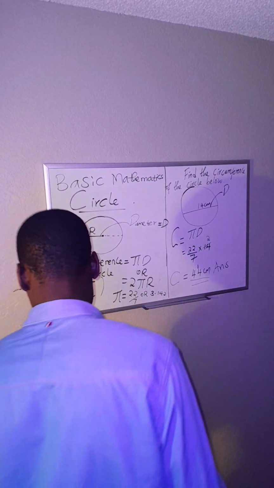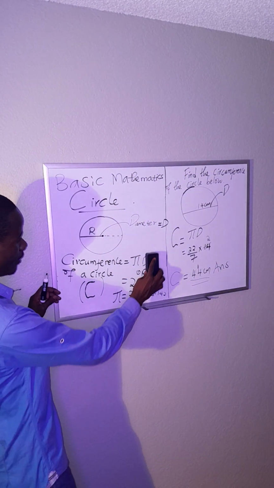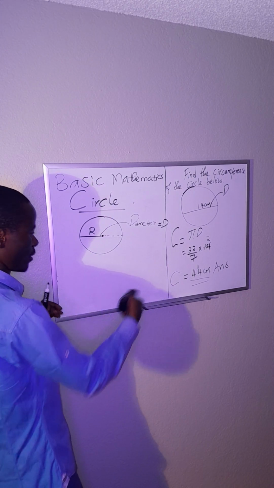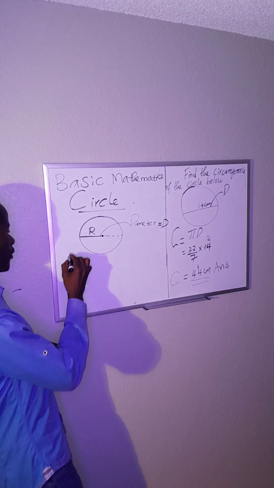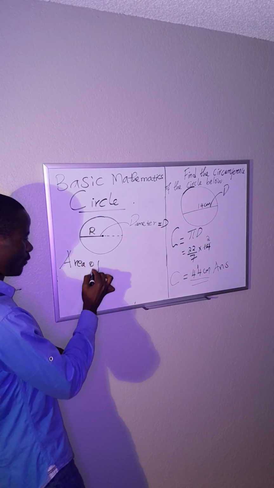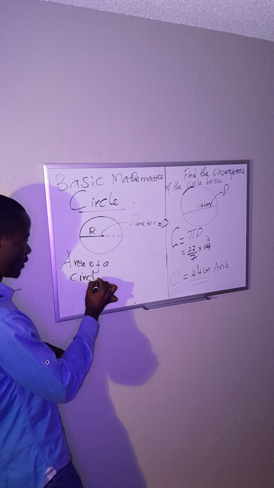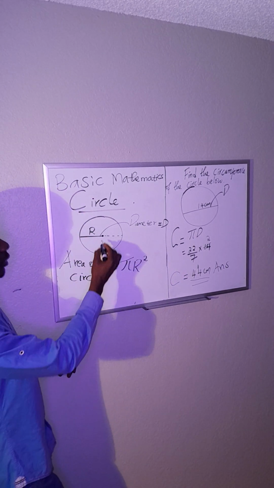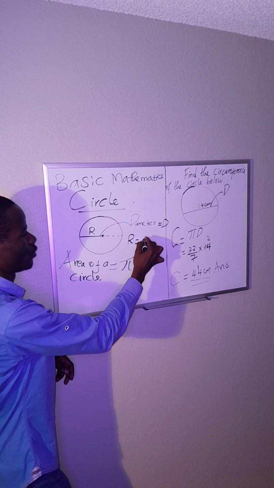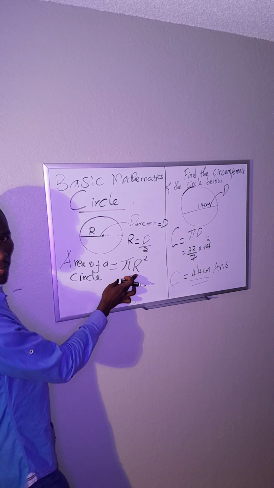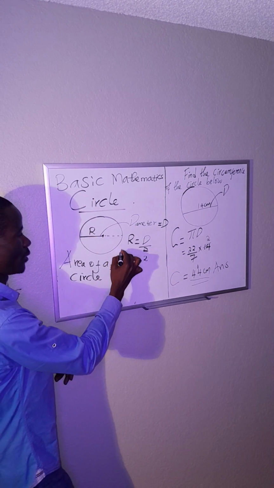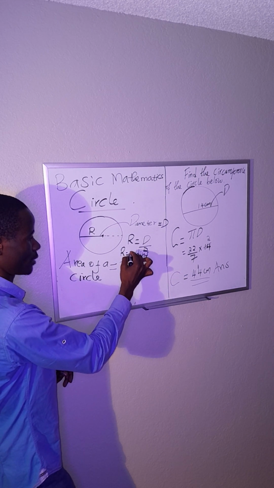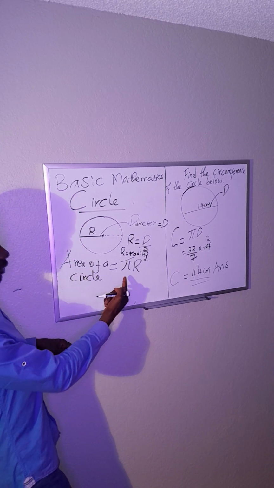Now, I want us to look at how to find the area of a circle. Area of a circle is given by pi r squared. We said r is equal to diameter divided by 2. You get r, and r stands for the radius of a circle. Therefore, area of a circle is equal to pi r squared.